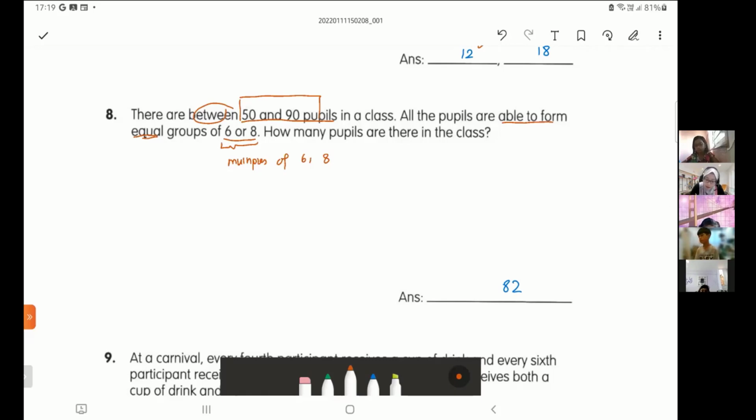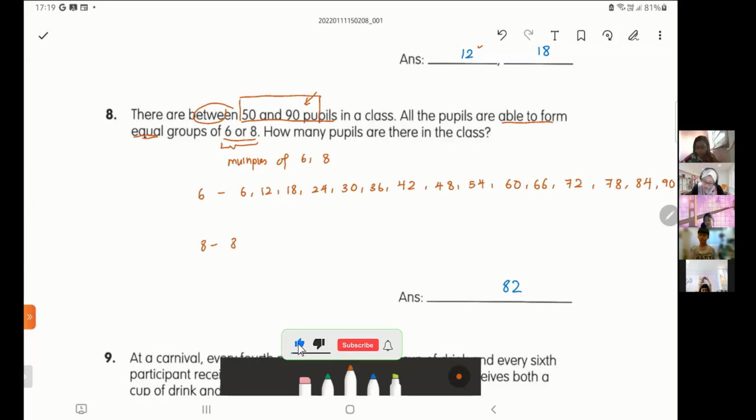So multiple of 6 and 8. Let's write down times table 6, and then we write down times table 8, like this, okay? 6, 12, 18, 24, 30, 36, 42, 48, 54, 60. Can I carry on? I can, because it must reach to 90, right? So 66, 72, 78, and then 84. And then what's next? 84 plus 6, 90. Stop there.